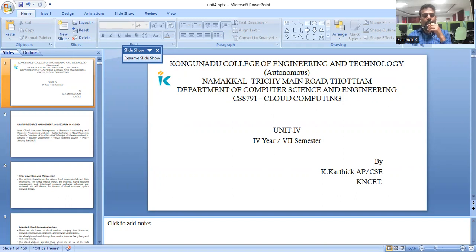All of it is related to how resources are managed in cloud computing, and global exchanges of cloud resources. Security overview and security-related challenges and issues are in the second part of your fourth unit: what the security challenges are, how software is given as a service, security governance, virtual machine security, IAM, and security standards.